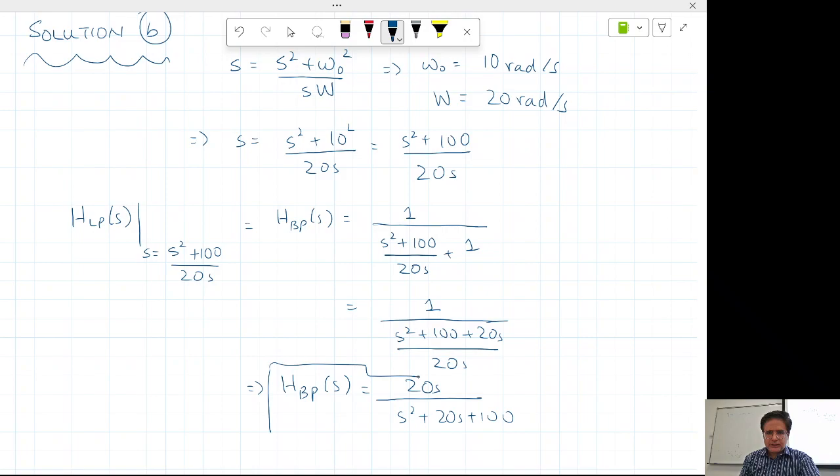So this indeed is the transfer function of the corresponding bandpass filter. Clear? Any questions? All good? Okay.